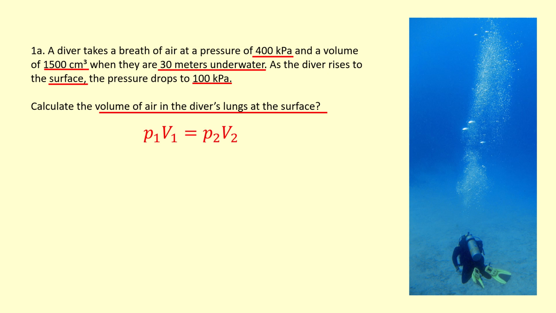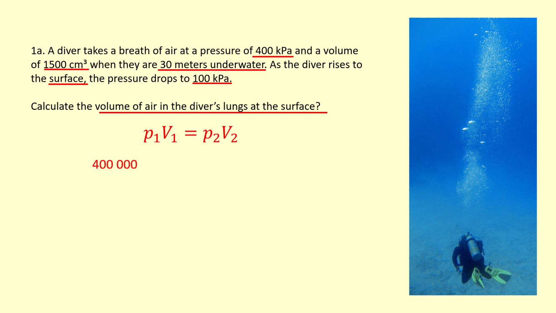So let's write the equation out. P1 is the pressure at the beginning, so that's 400 kilopascals. So I can write 400,000. You don't have to convert, actually. As long as you use the same unit on both sides, it's fine. So for pressure and volume, as long as you use the same unit on both sides.